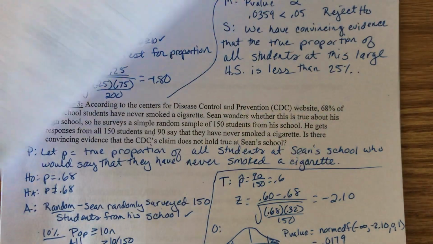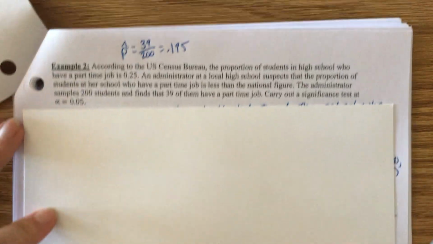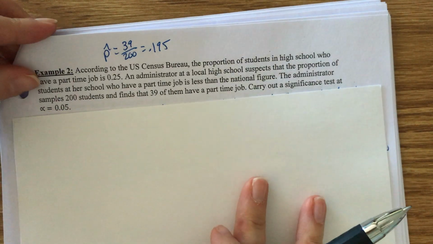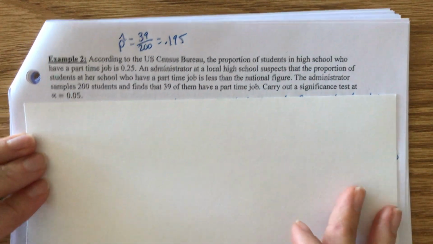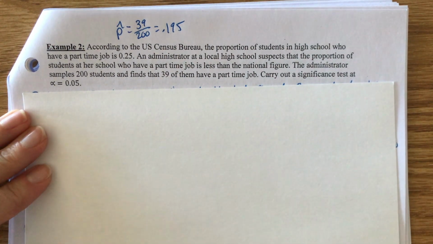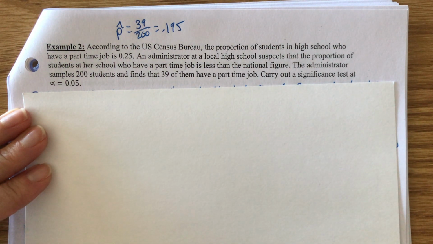So what I've done is I've gone through the next two problems and we kind of like broke them up a bit for you. All right, like I already pre-wrote them to kind of help with the speed. So according to the U.S. Census Bureau, the proportion of students in high school who have a part-time job is 0.25. An administrator of a local high school suspects that the proportion at her school of students who have a part-time job is less than the national figure. The administrator samples 200 students and finds that 39 of them have a part-time job.